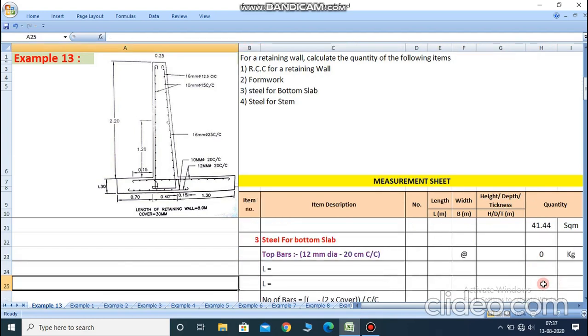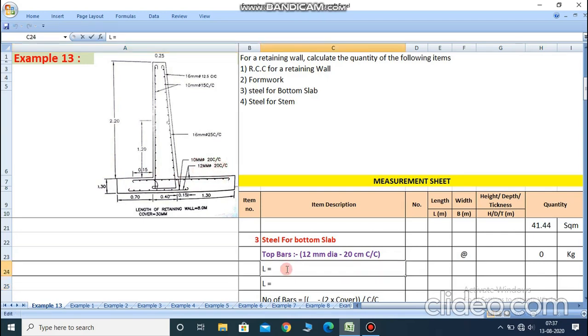Now let's start the calculation of the third item, the steel for the bottom slab. Here the bottom slab is provided. So, steel for the bottom slab, here the top bar. As you have seen, 12 mm diameter at 20 cm center to center distance is provided. We calculated this top bar, diameter 12 mm, and 20 centimeter center to center is provided.